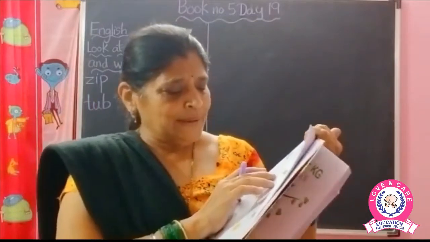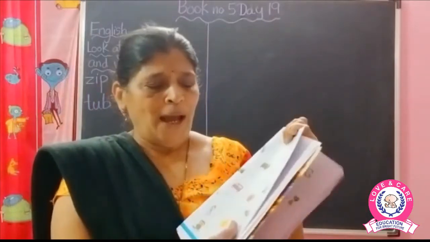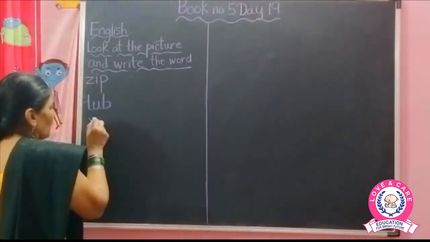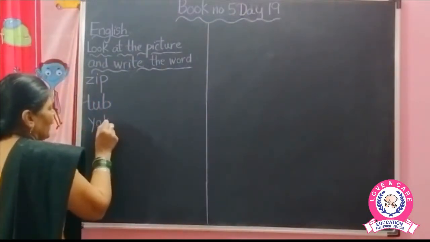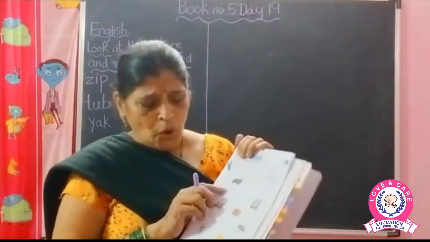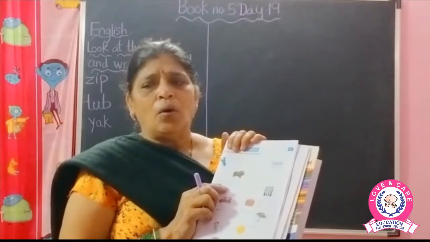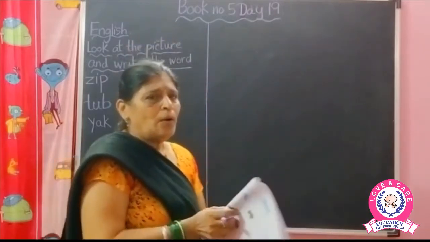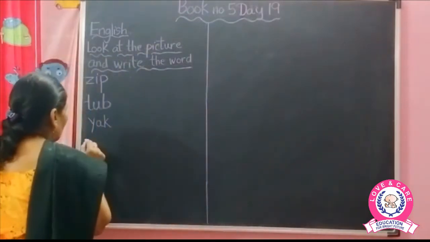Children, what is this? Yak. Y-A-K, yak. Now the next one. Road. R-O-A-D, road.